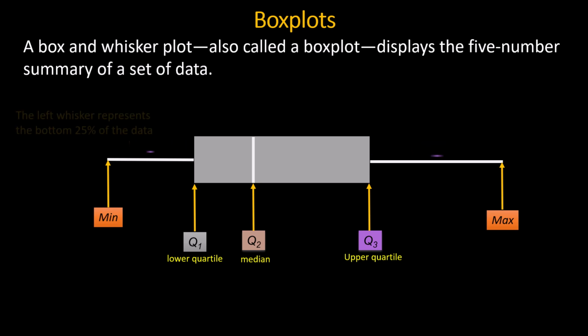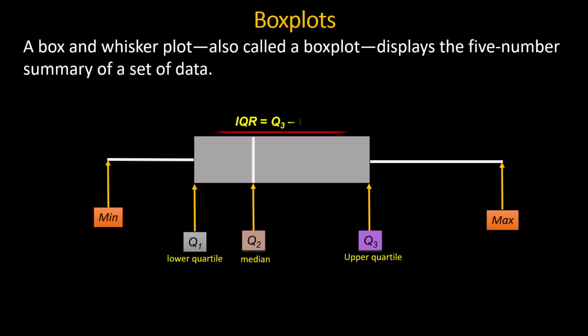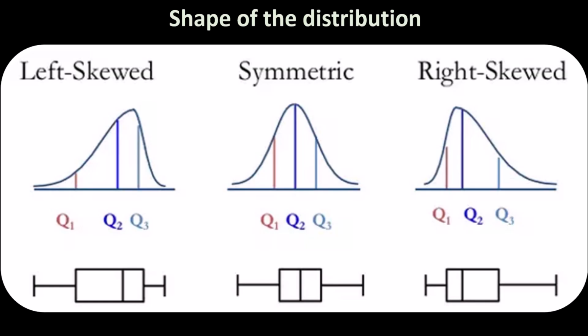The left whisker, or sometimes we call it the lower whisker, represents the bottom 25% of the data. And the right whisker, or we can say upper whisker, represents the top 25% of the data. Then how can we find the IQR when you have a box plot? We know IQR is Q3 minus Q1. That means that is the length of the box. The shape of the box plot shows how the data is distributed, and it also shows any outliers.